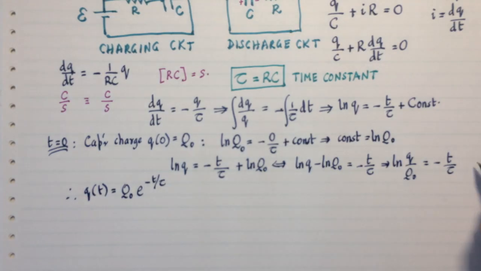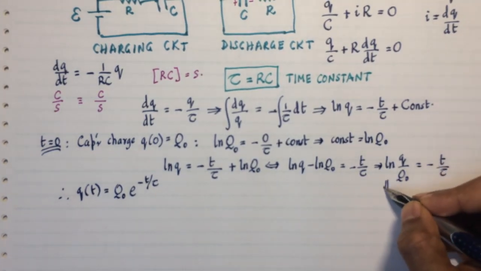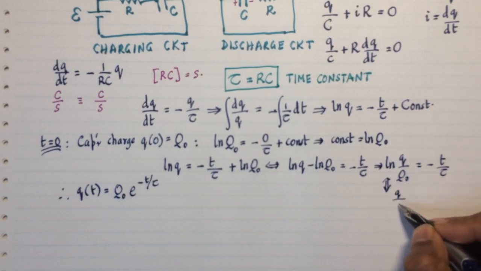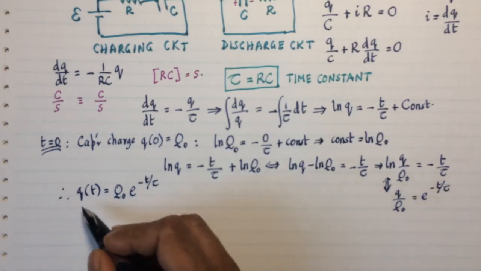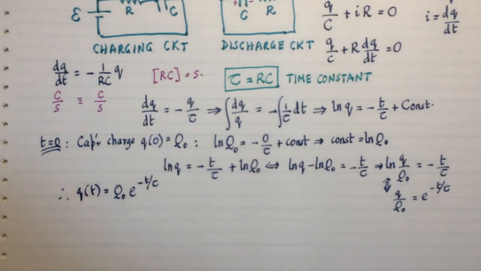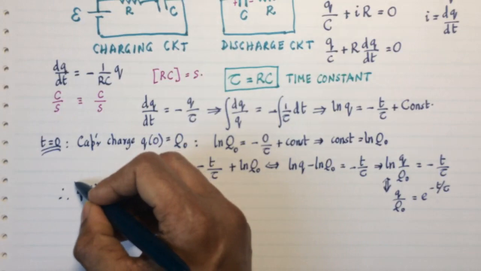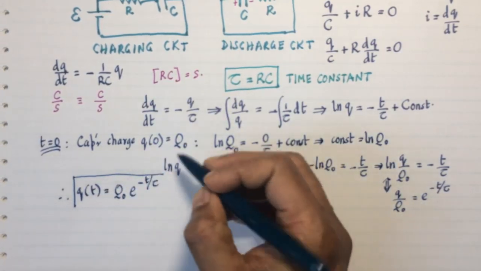Well, strictly speaking, I should have done one more step here. So maybe I should go ahead and do that. I'll get q over q naught equals e to the minus t over tau, having taken the exponentials of both sides, and then I multiply both sides by q naught. So that's my main equation for the charge as a function of time. It changes as an exponential decay.